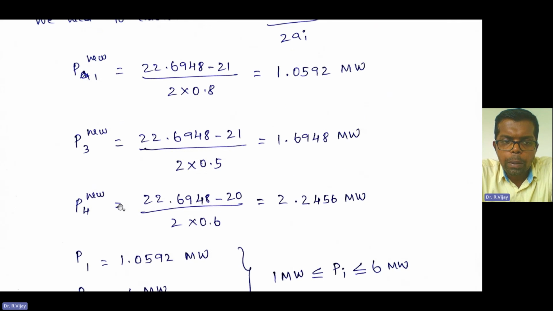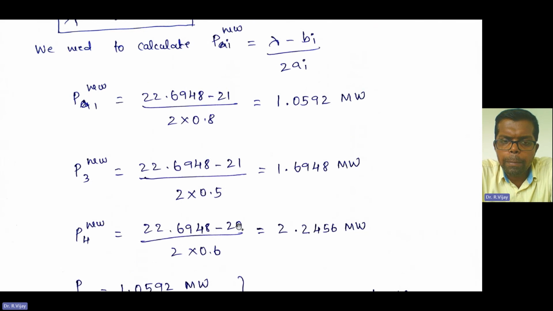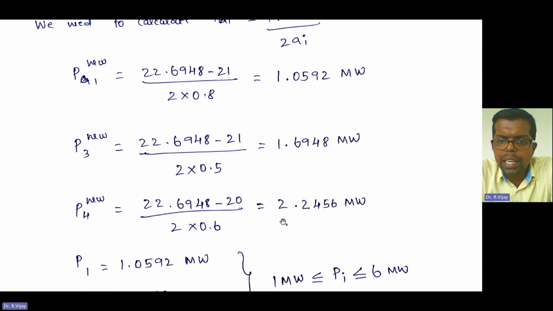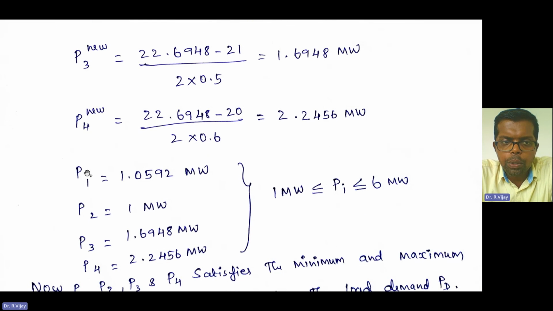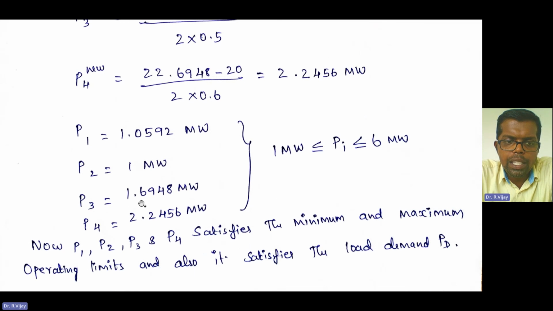Next, P4 new is equal to 22.6948 minus B4 divided by 2A4. Substituting these values from the problem data, we get the answer as 2.2456 megawatt. You also mention in the comments whether you got the same answers for this problem or not. So we just calculated; now we need to write all the values here. P1 is equal to 1.0592 megawatt. P2 is equal to 1 megawatt, already calculated. P3 is equal to 1.6948 megawatt. Then P4 is equal to 2.2456 megawatt.